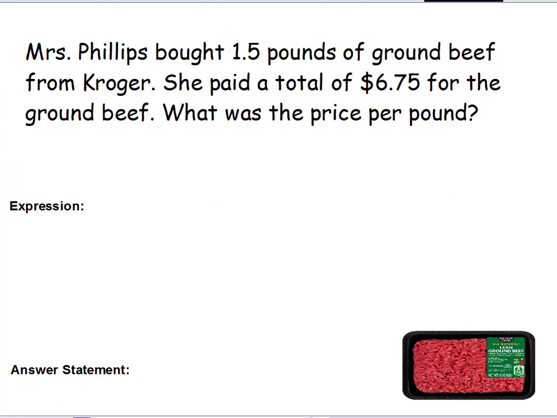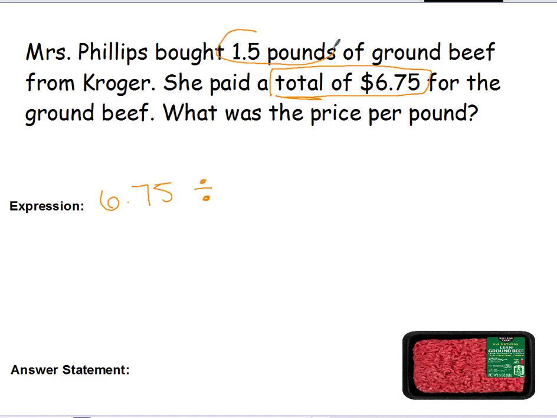Okay, second problem. Mrs. Phillip bought 1.5 pounds of ground beef from Kroger. She paid a total of $6.75 for the ground beef. What was the price per pound? Again, they're giving you the total. So this automatically tells you that it's going to be a division problem. Your total is always going to be your dividend. So your dividend is $6.75.